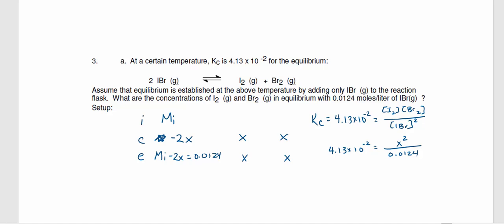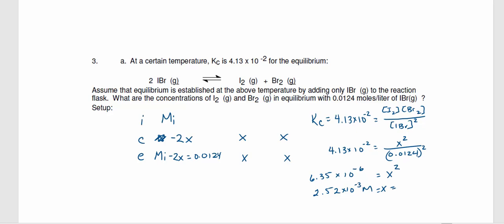Now with just using algebra, I need to square this value as well. Multiply 4.13 times 10 to the negative 2 by 0.0124 squared, and you should end up with x squared is equal to 6.35 times 10 to the negative 6th. So the x value, take the square root of both sides, is 2.52 times 10 to the negative 3rd. And that's fantastic, but that doesn't answer the question. We need to keep going.